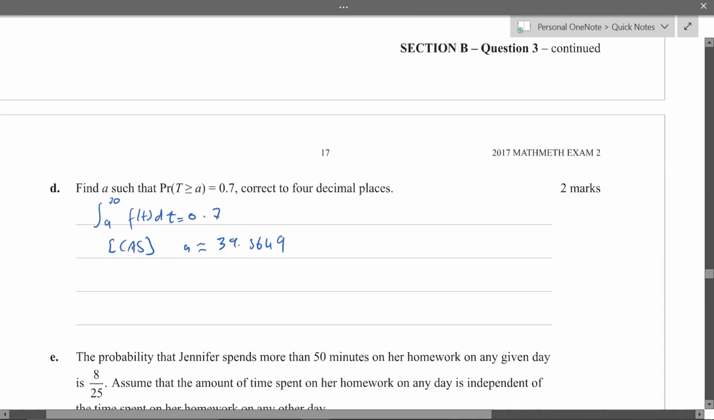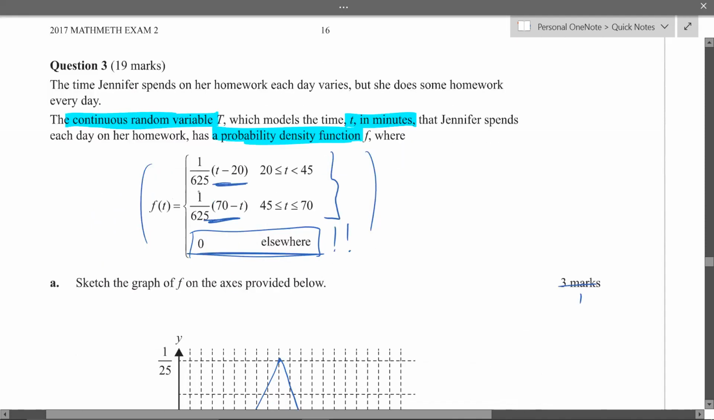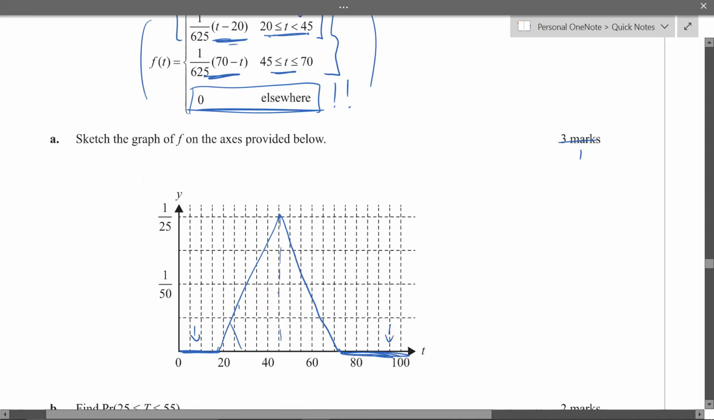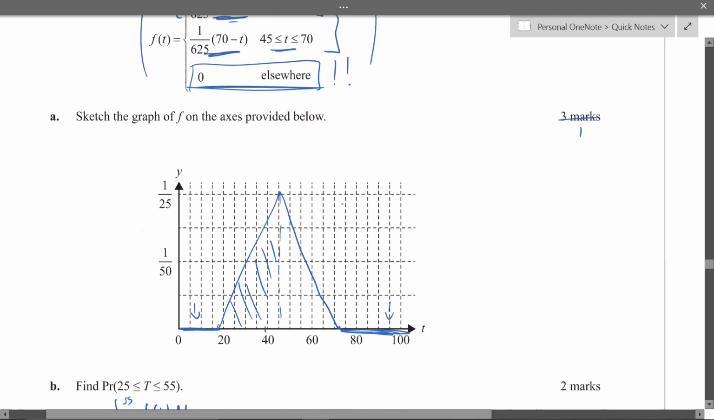But basically what you have to do is find which domain that 0.7 area falls into. So you would integrate this part from 20 to 45 and find that area. I don't remember what it is now, but it's definitely less than 0.7. So you know that up to here the area is less than 0.7, so A has to be in here somewhere. Maybe I'll explain it a better way. What we're saying is that from 70 to A somewhere over here, the area is 0.7. So that means from here to A, the area has to be 0.3.